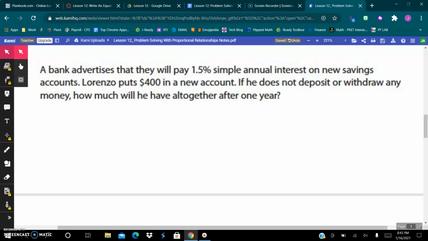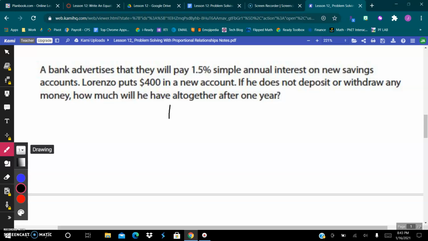All right, this one says a bank advertises that they will pay 1.5% simple interest on new savings accounts. Lorenzo puts $400 in a new account. If he does not deposit or withdraw any money, how much will he have altogether after 1 year? So we know he's starting with his $400, and they're going to give him an extra 1.5%. So he's got all of his 400, and then he's going to get that extra 1.5%.